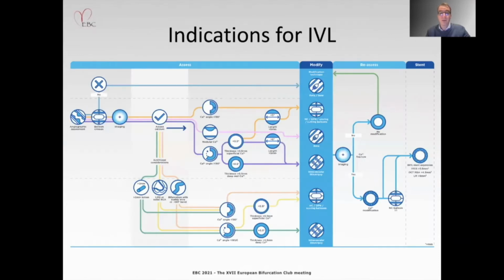Taking this into account, intravascular lithotripsy has been introduced, especially in lesions where the calcium angle is more than 180 degrees and calcium thickness is more than 0.5 millimeter. Additional considerations using IVL are vessels with a lesion and a large residual lumen of more than 2 millimeters, or ostial lesions, or, of course, bifurcations.